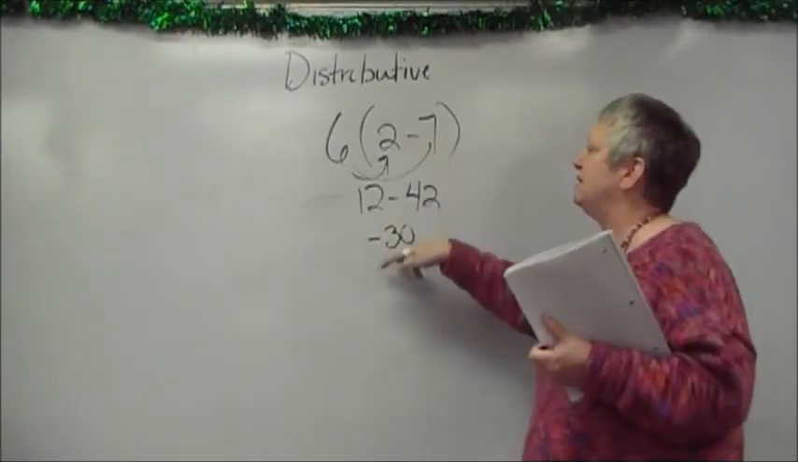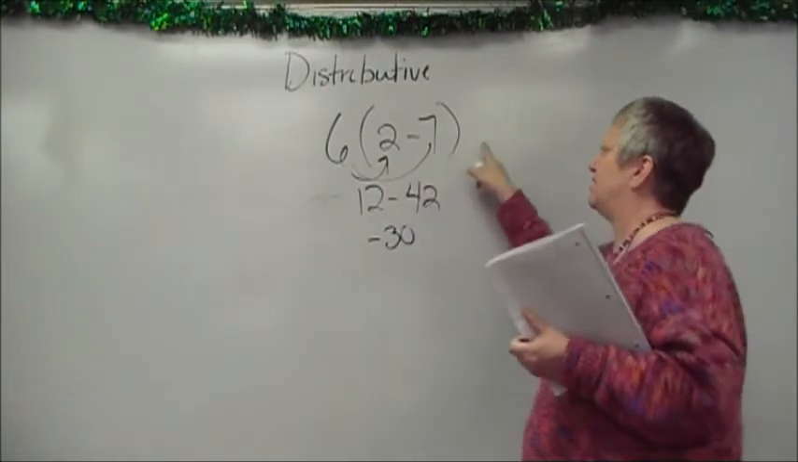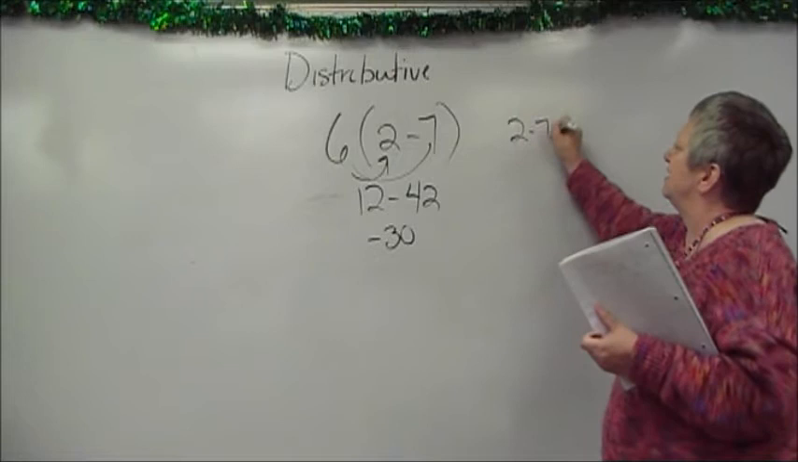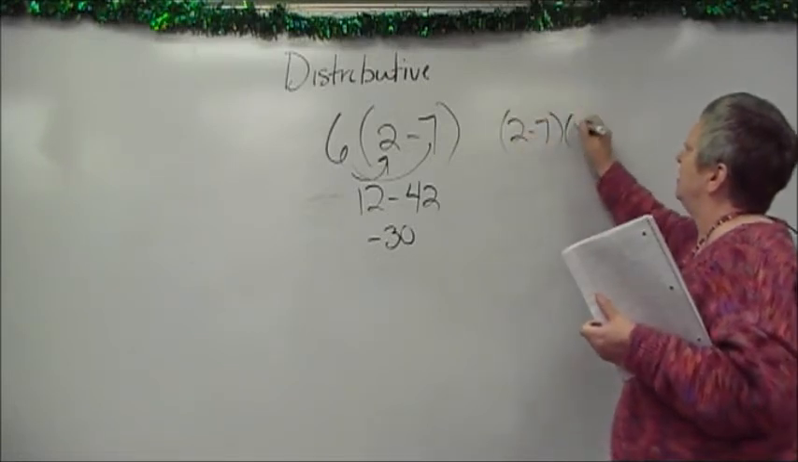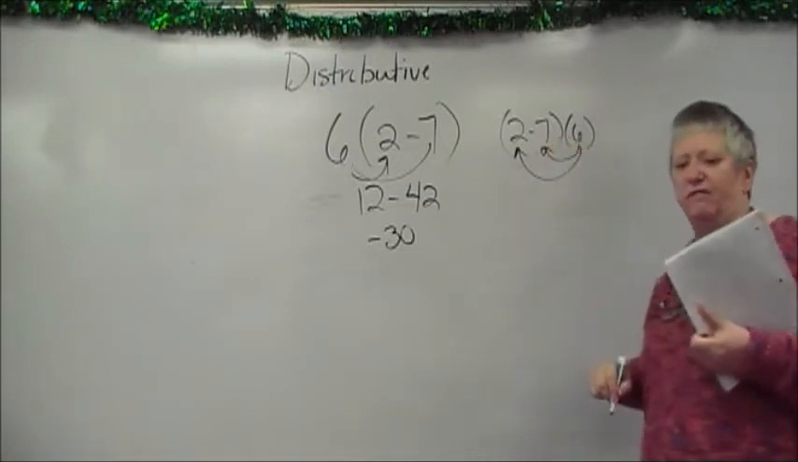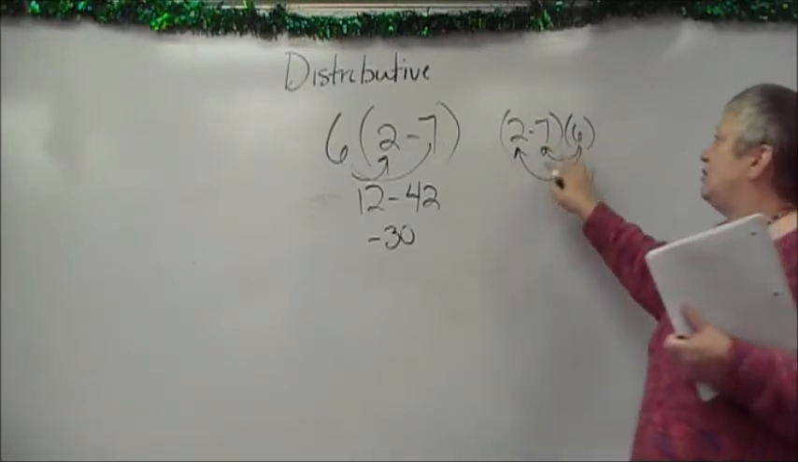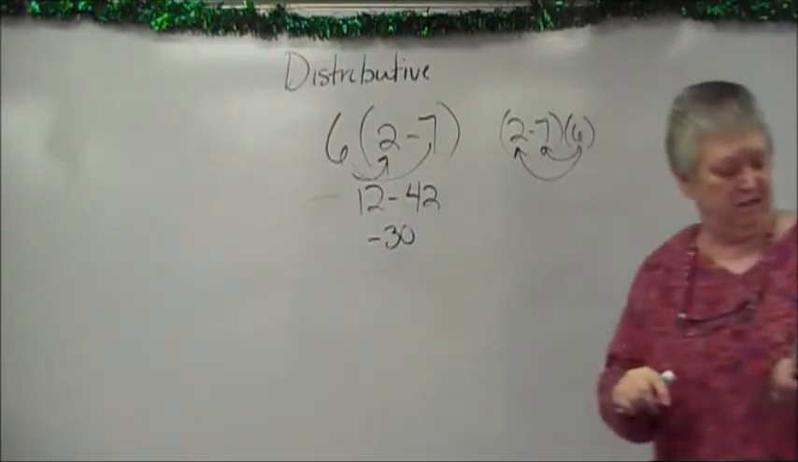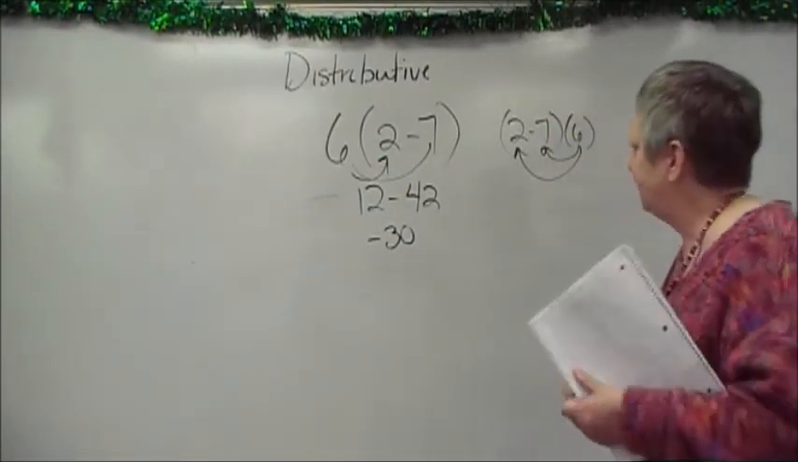Now on this one, it doesn't matter if the 6 is on this side or that, because if we did it here, 2 minus 7 times 6, you're still looking at 6 times 2 and 6 times 7. You could do the commutative property and rewrite it that way if you like it in front first.